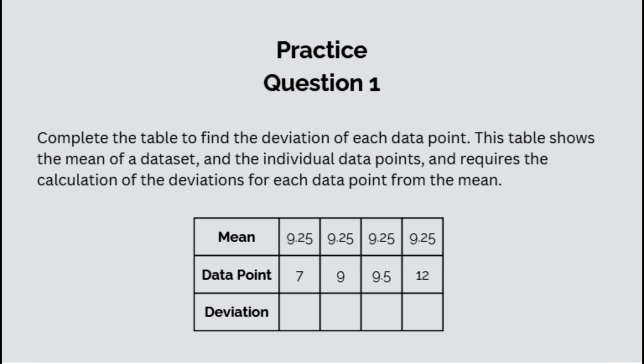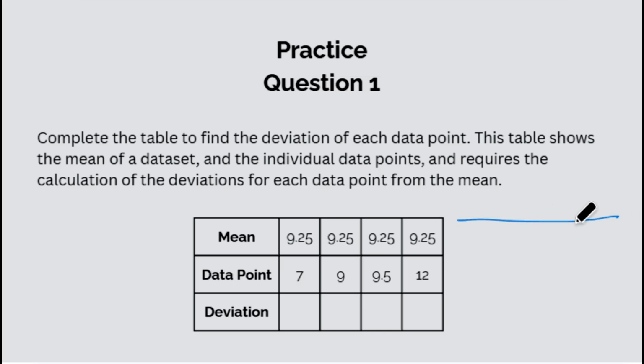Practice question number 1. Complete the table to find the deviation of each data point. This table shows the mean of a data set, and the mean is always the same number through the whole thing because it's that center balancing point, okay? And the individual data points, and requires the calculation of the deviations for each data point from the mean, okay? So pause it, figure it out, come back.